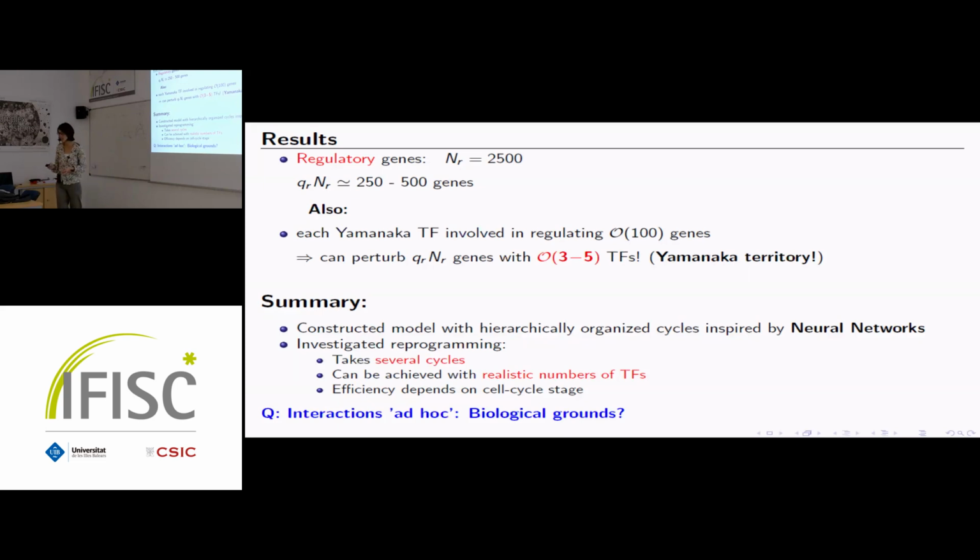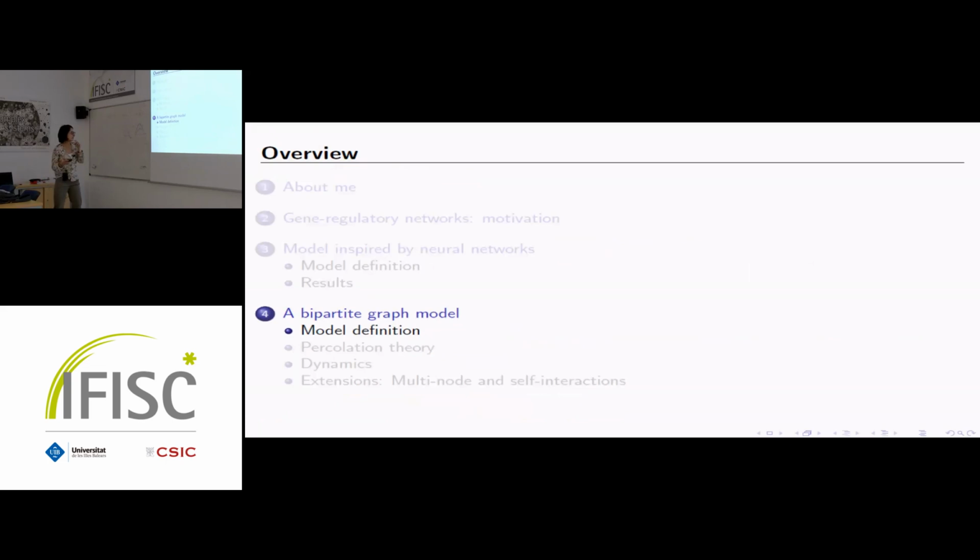So what is the main limitation of the model? It's that these interactions were chosen ad hoc, so to speak, just combining neural network technology, so they are not biologically grounded. The main limitation is that these neural networks are usually formulated in terms of dense connections, so everybody is connected with everybody else, whereas gene regulatory networks are sparse. So this was the motivation to adopt a second modeling approach based on a bipartite graph.